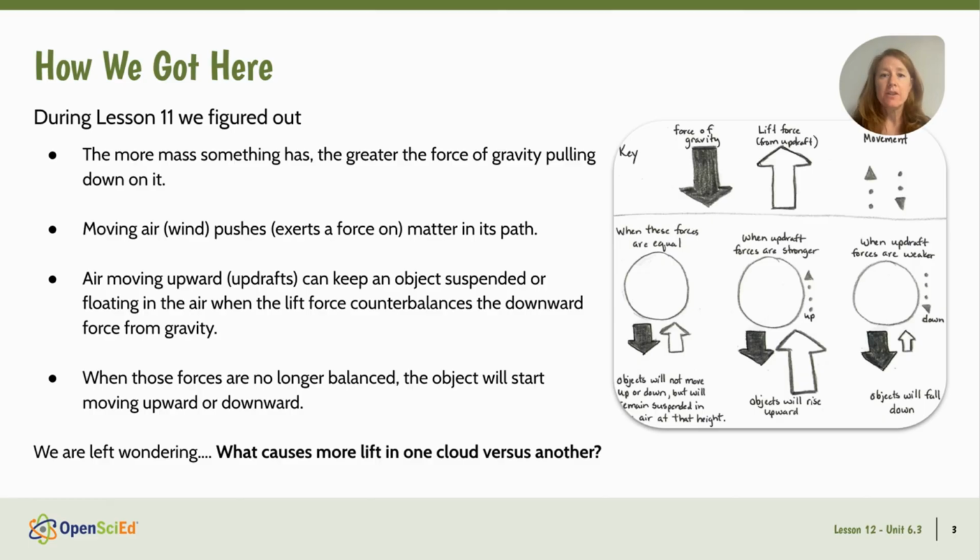We conducted a series of investigations and demonstrations in Lesson 11 to help us figure out why water droplets and ice crystals aren't falling all the time. So we figured out that the more mass something has, the greater the force of gravity pulling down on it, and that moving air exerts a force on objects in its path. And we figured out if those forces on the object are balanced, the object's going to stay suspended in the air. But if the forces are no longer balanced, the object will move upward or downward.